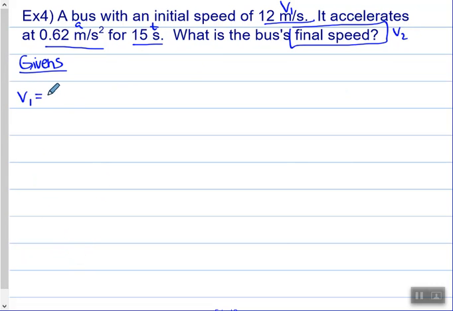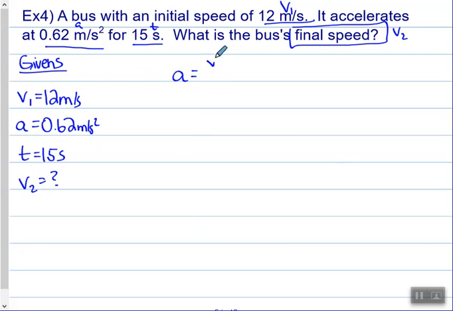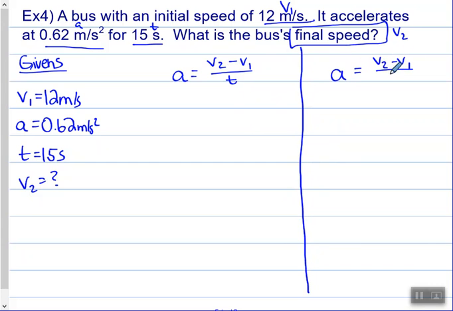So V1 is 12 meters per second. Our acceleration is 0.62 meters per second squared. Time, 15 seconds. V2 we are looking for. So formula, A equals V2 minus V1 over T. Now I'm going to do this both ways. So the first way, we're going to actually solve for V2 first, and then the second way, we're just going to take our equation and substitute in and choose whichever one you like best.